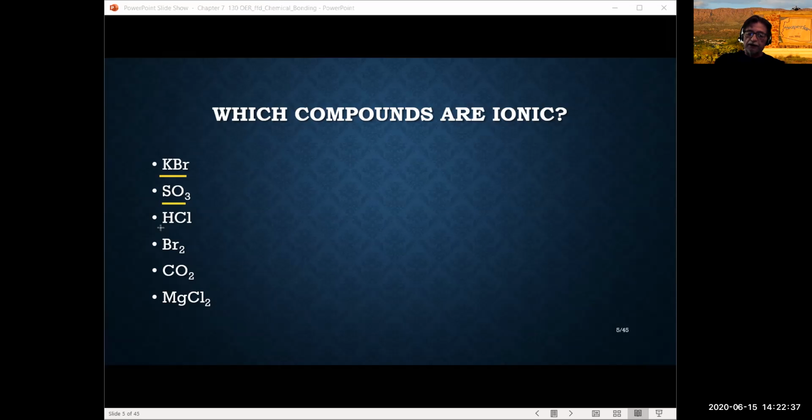Next one, HCl. This should be very familiar to you because all of us have that in our stomach. That is the formula for hydrochloric acid. Hydrogen, nonmetal. Chlorine, nonmetal. Hence, covalent compound, not ionic. Br2, this is one of the diatomic elements, bromine. Two nonmetals, not ionic.